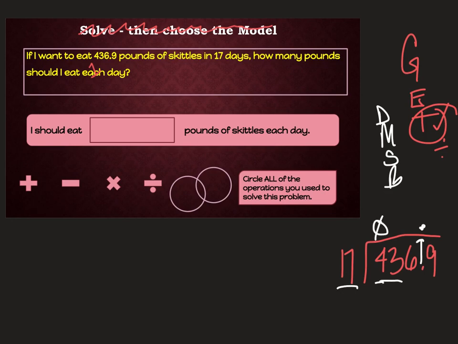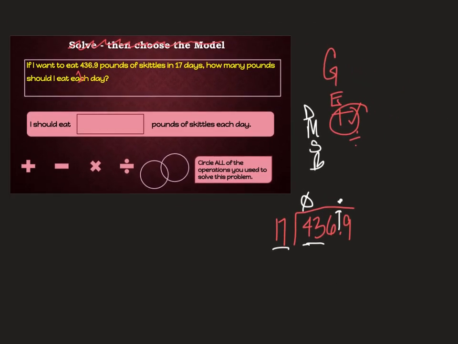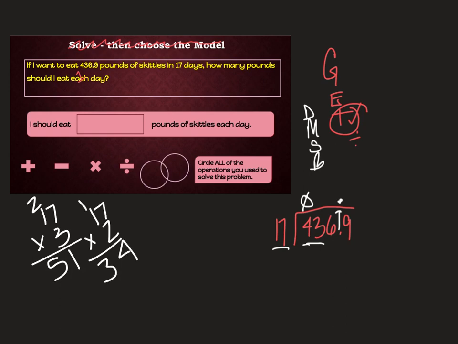Groups of 17 in 43. I'm going to make this smaller and start doing my guess and checks over here on the side. Let's start with 17 times, let's try 3. 3 times 7 is 21. 3 times 1 is 3 plus 2 is 5. 51. That's too big. So I know that I have to go to 2 because 51 is over 43, and I'm trying to get as close to 43 without going over as possible. 17 times 2, 14. 2 times 1 plus 3 is 34. Perfect.